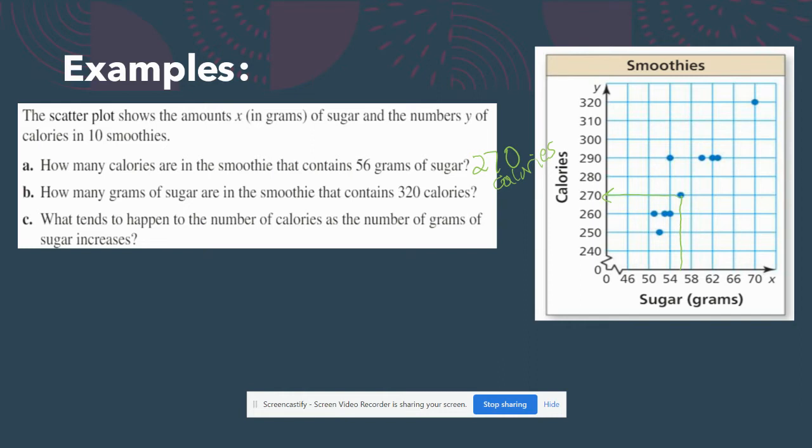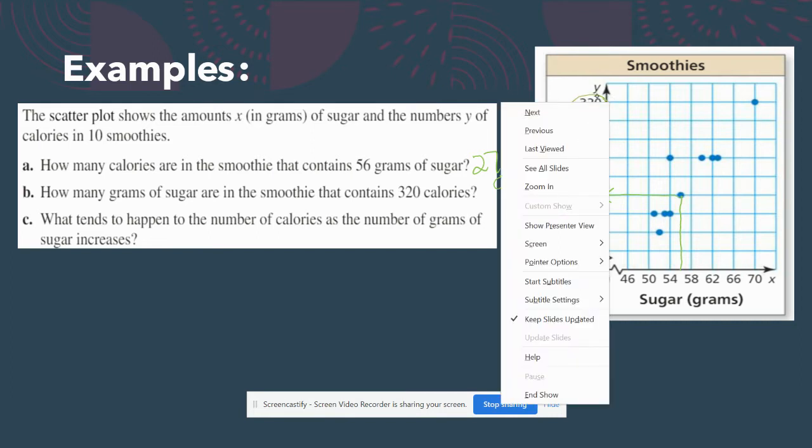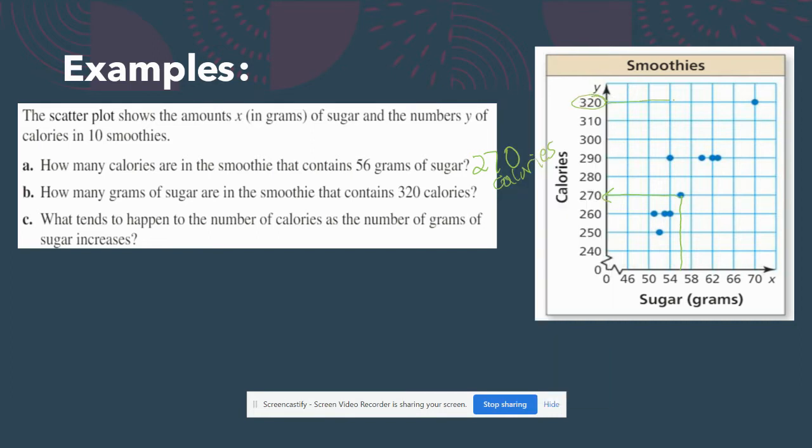How many grams of sugar are in a smoothie that contains 320 calories? Well, here's 320 calories. Here's the dot that it matches up to. And sugar, it's 70 grams.